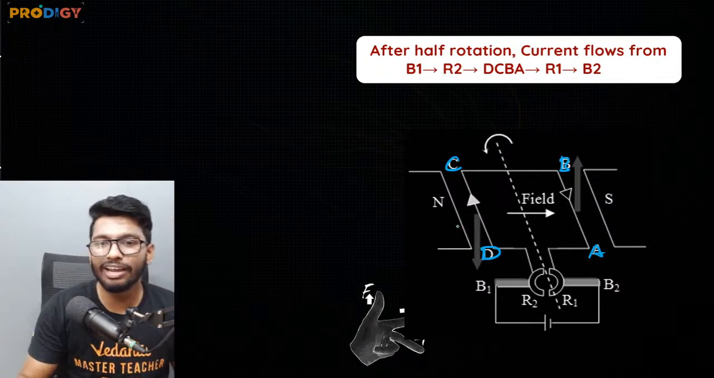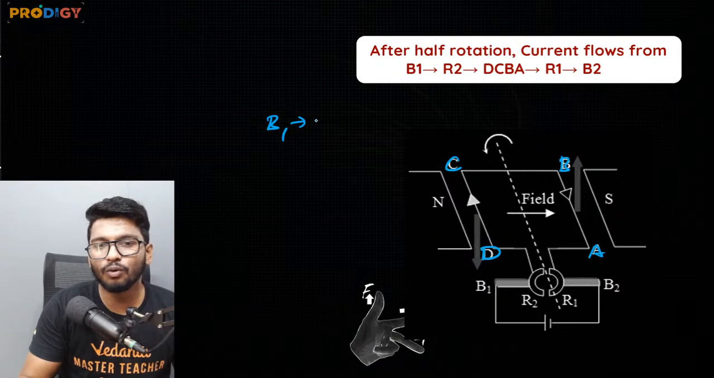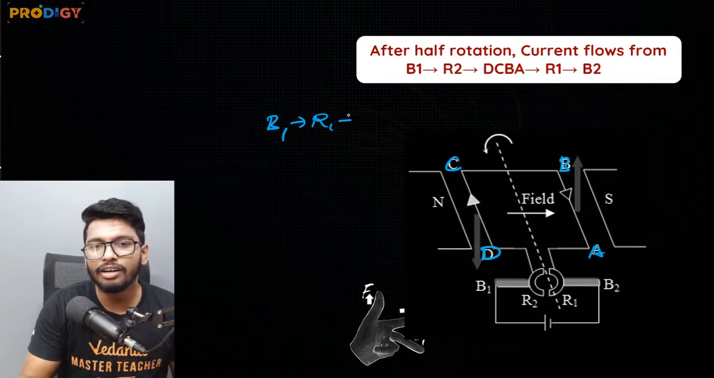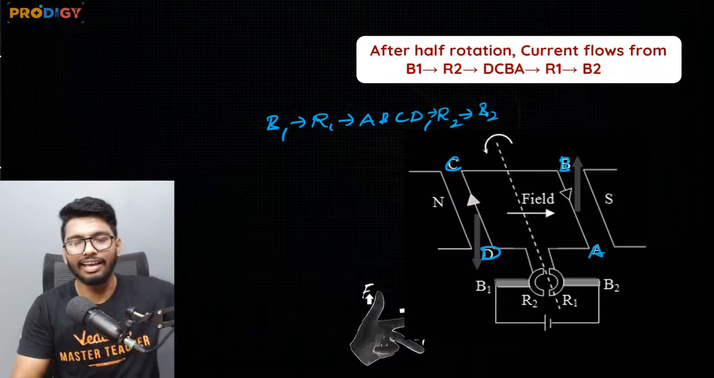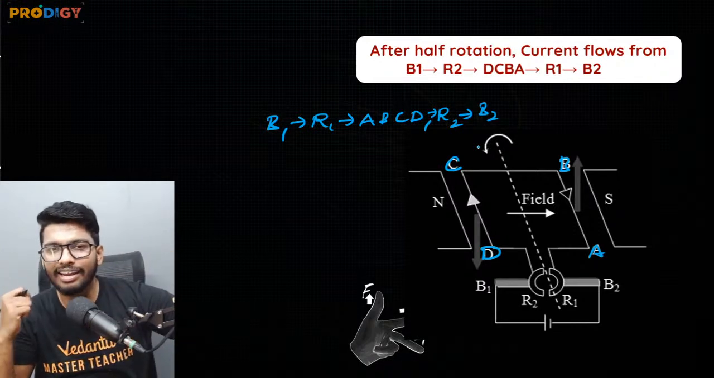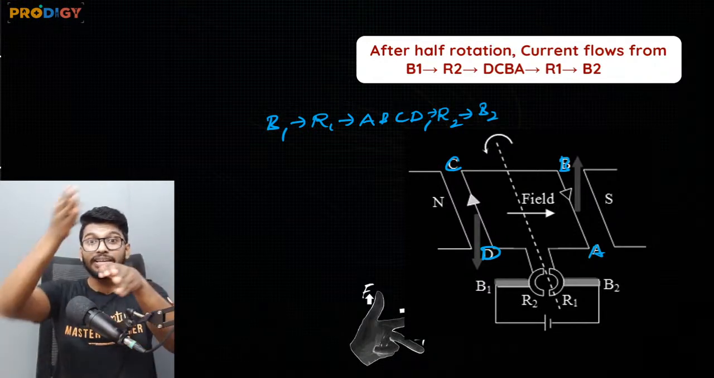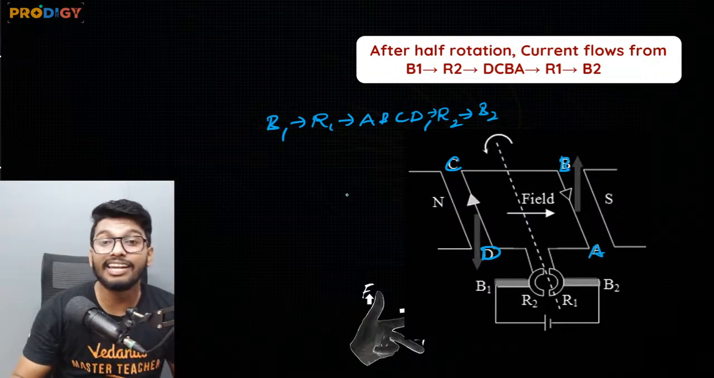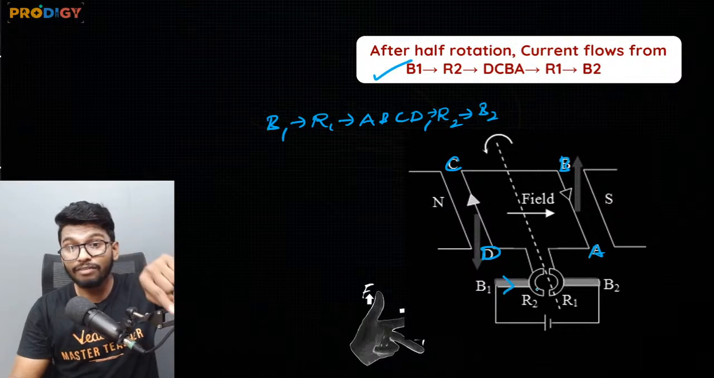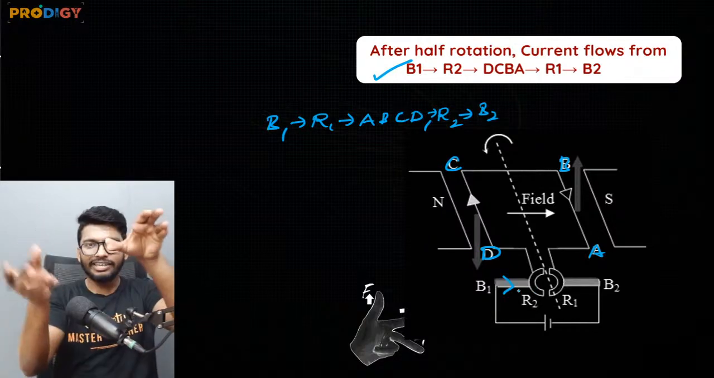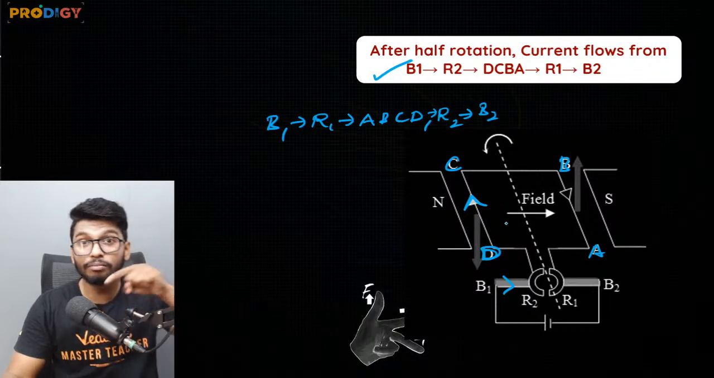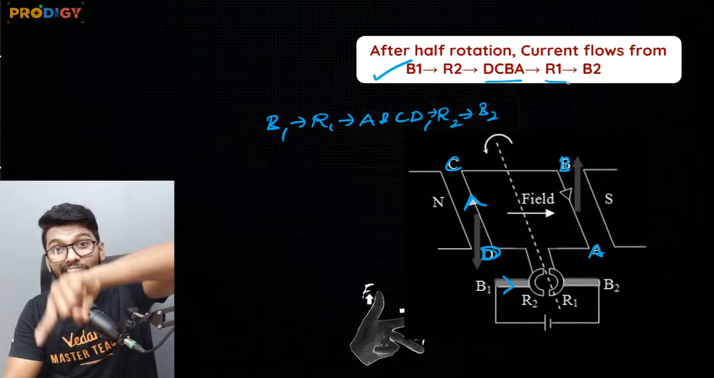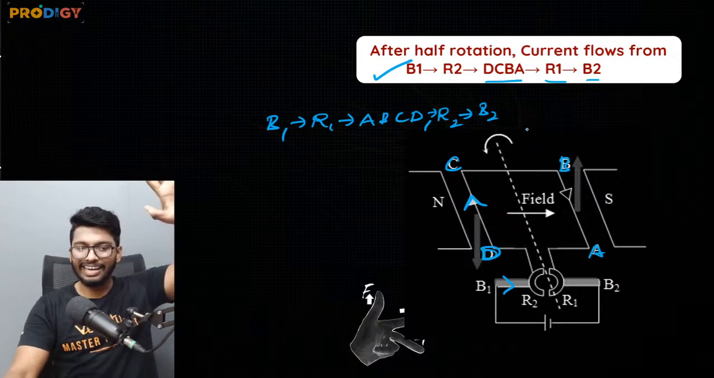Initially, the current was going from B1 to the split ring R1 to A, B, C, D, then to the split ring R2, then the brush B2, and then it flowed back into the cell. Since it has completed half a rotation, now the direction of current is from B1 to R2, because the split ring has also rotated. So from R1 it has become R2, and the armature coil has become DC. The current is flowing from DCBA now, then R1, and then B2. Getting it, people? Are you able to understand this?